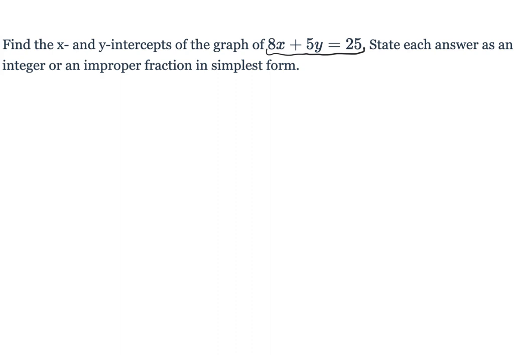So remember back when I said for the x-intercept, our y value is always 0? I'm going to use that fact and plug 0 in for y. So I've got 8x plus 5 times 0 equals 25. So just like I did with the apples and oranges, that 5 times 0 reduces down to 0. I'm left with 8x equals 25.